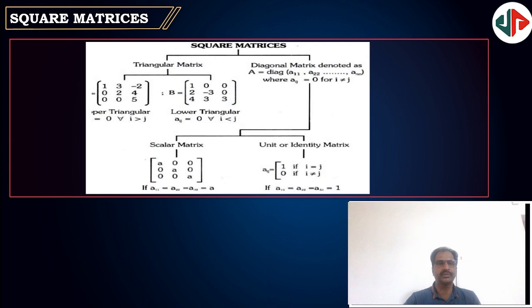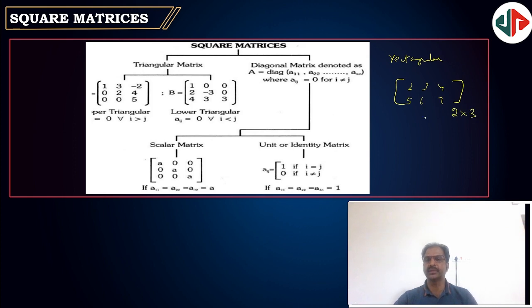Then what are the different types of matrices? First, rectangular matrix means a matrix in which number of rows and number of columns are not equal. For example, if you look at this, it has 2 rows and 3 columns, so its order is said to be 2 by 3. Since number of rows and number of columns are not equal, this matrix is known as rectangular matrix.